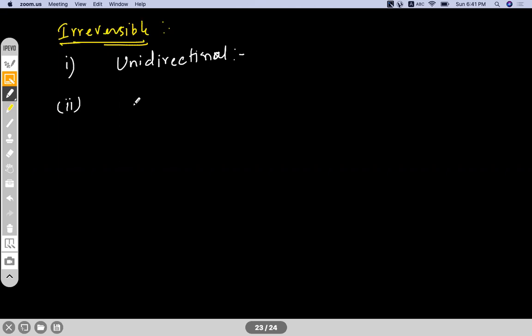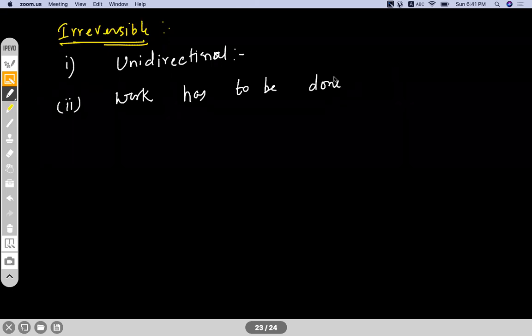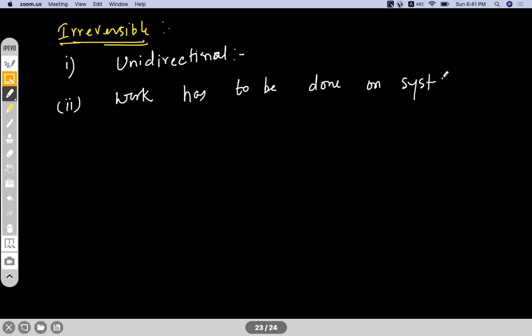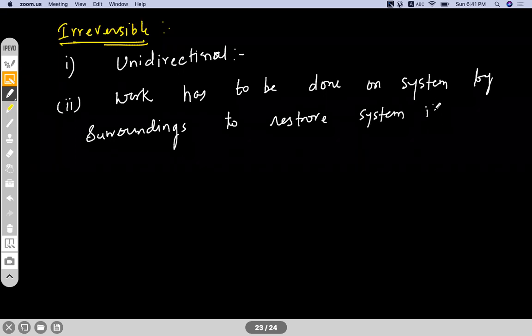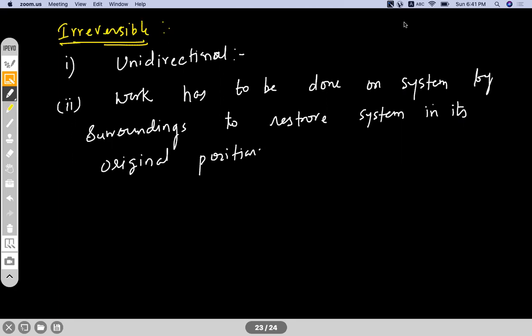If you want to reverse it, you have to do some work on it, right? So work has to be done on the system by the surroundings to restore the system to its original position. Without work, it is not possible.